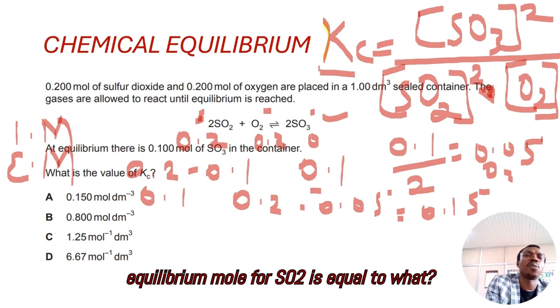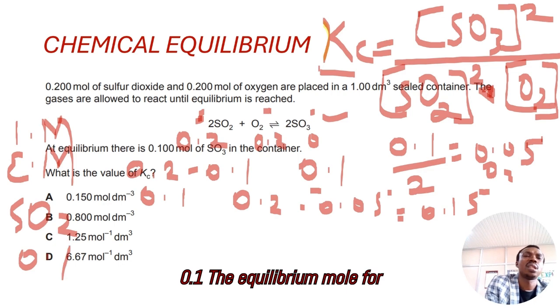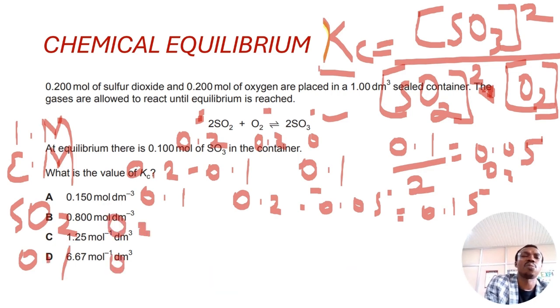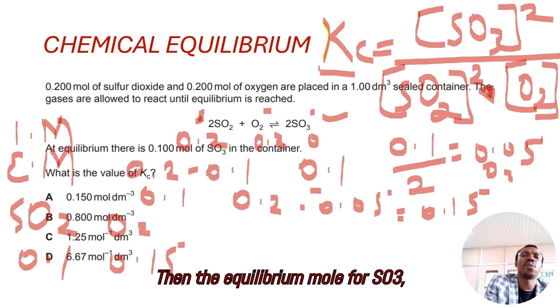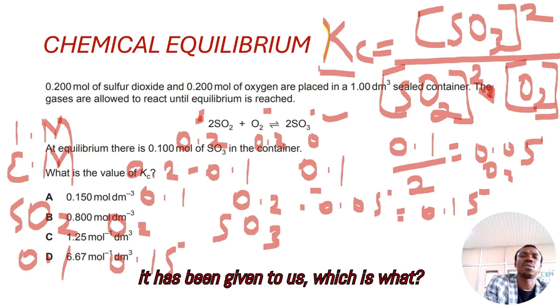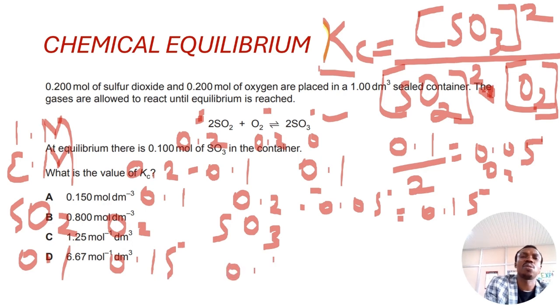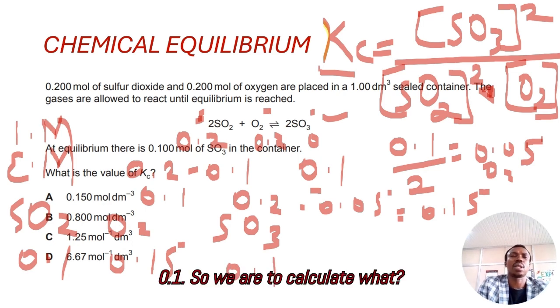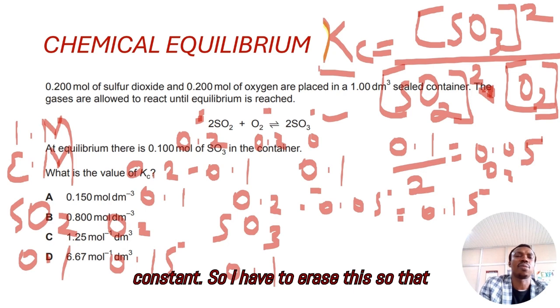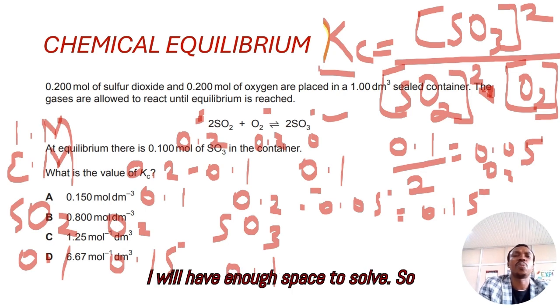So that means the equilibrium mole for SO2 is 0.1. The equilibrium mole for oxygen is 0.15. The equilibrium mole for SO3 has been given to us, which is 0.1. So we have to calculate the value of the equilibrium constant. I have to erase this so that I'll have enough space to solve.